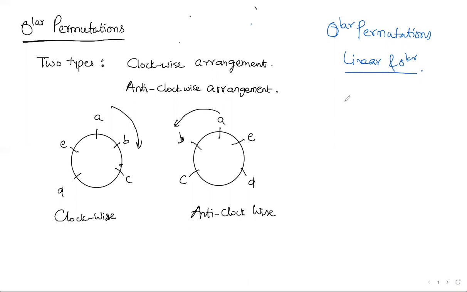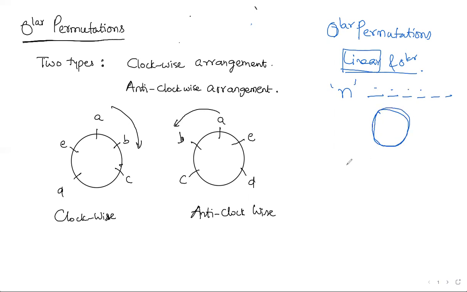As usual, in linear permutation, whatever the n elements given, we arrange them in a linear way, that is in a straight line, one after the other. But when it comes to circular permutation, we are arranging them in a circle.